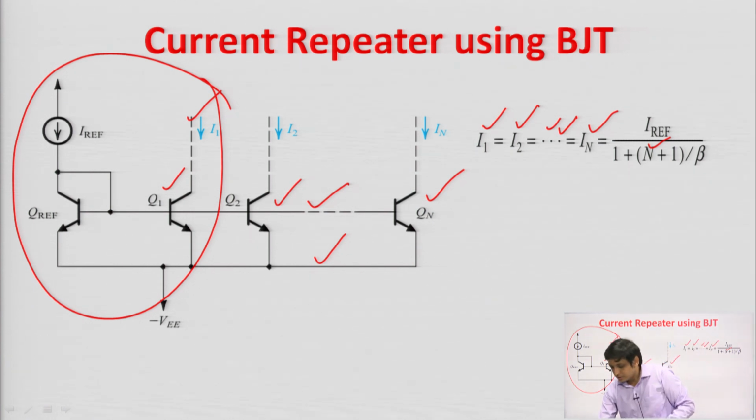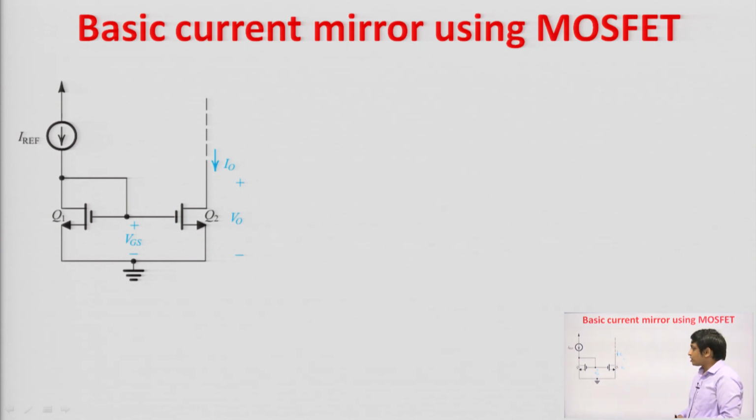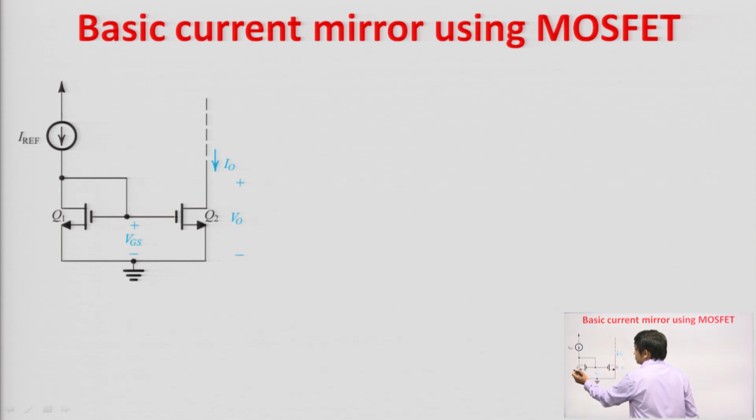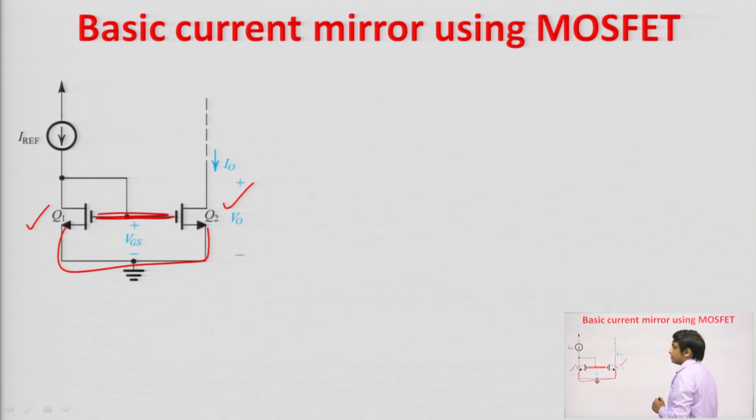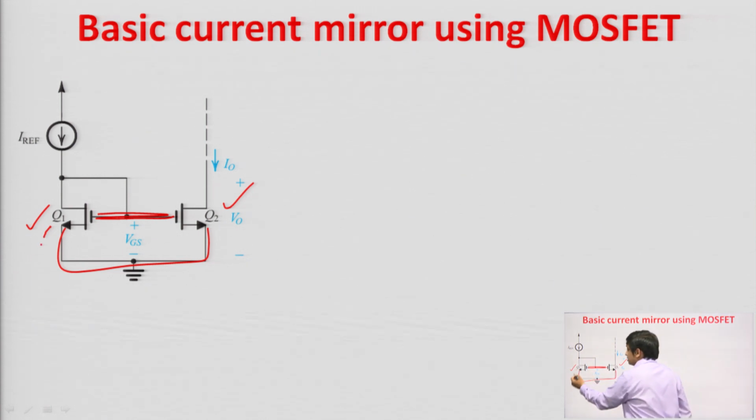Fine. Next is the basic current mirror using MOSFET. In the basic current mirror using MOSFET, just replace those two BJTs with MOSFETs. So, Q1 and Q2 are the MOSFETs. Again see, in Q1 and Q2 the gate is shorted and the source is shorted, and Q1 is diode connected.